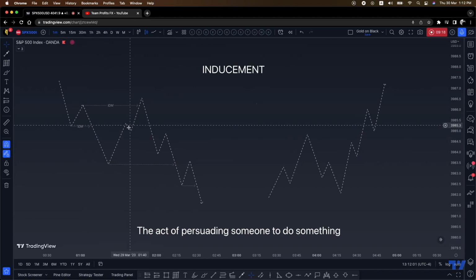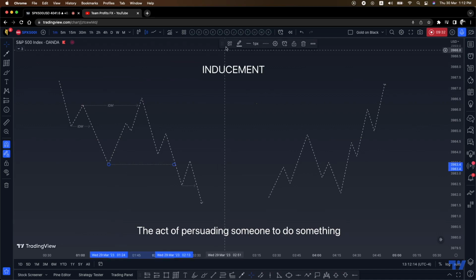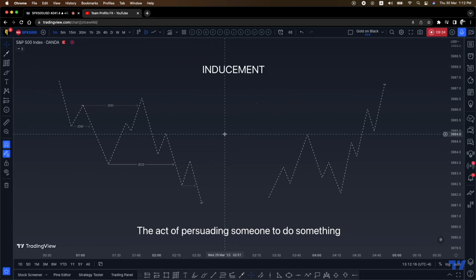After this inducement, when the market is taking liquidity, if it's on a downtrend, the market is taking the first lower high, the closest lower high right there. And it breaks now to the downside. Now this makes this my confirmed break of structure. Okay. Now after that, what happens?